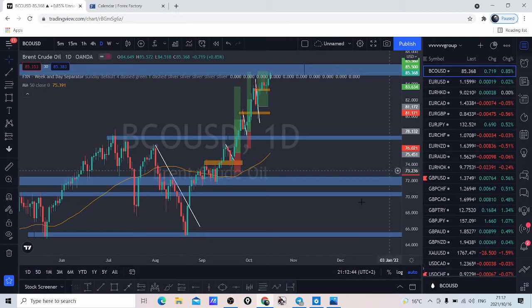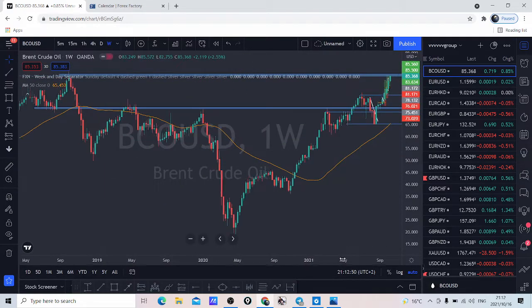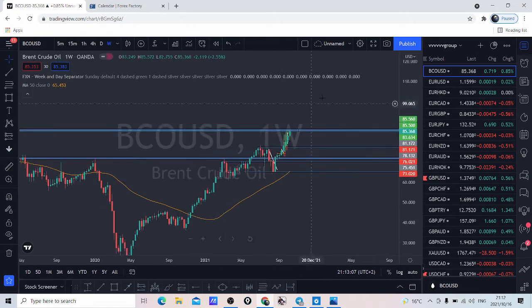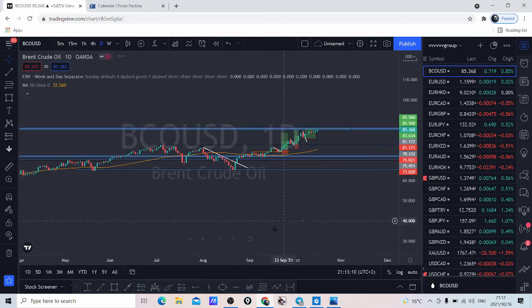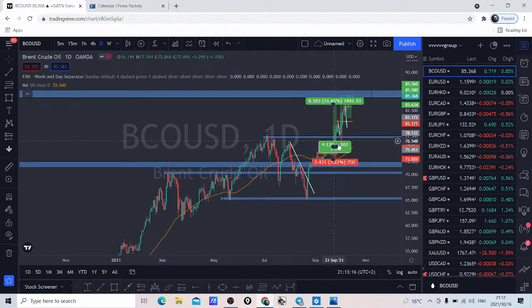Okay, so we are going to start with the oil, starting on the high time frame, which is the weekly. You can see, guys, that the market has been going up for more than 3 or 4 months. The oil price is rising. So that means we were looking for a buy, obviously. On the daily, we've got some buys here, and here. And then the H4.